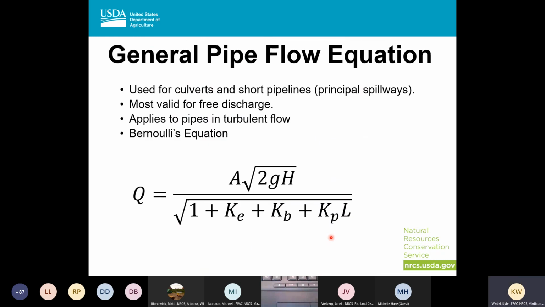For these drop inlets, we're going to have this flow equation. This is what's used for culverts and short pipelines. We use this because we're going to have turbulent flow. It's most valid during a free discharge, and this is Bernoulli's equation. The bottom of our equation here takes losses into account. So I'm going to talk about losses, then I'll come back to this equation.